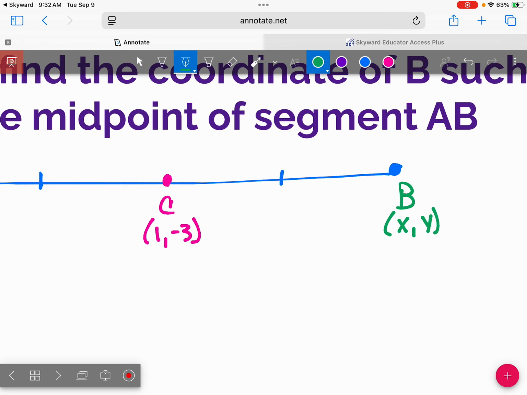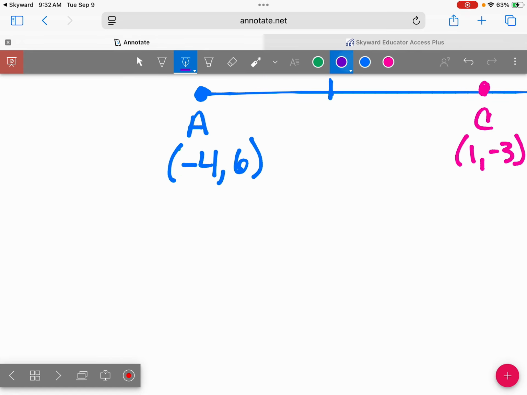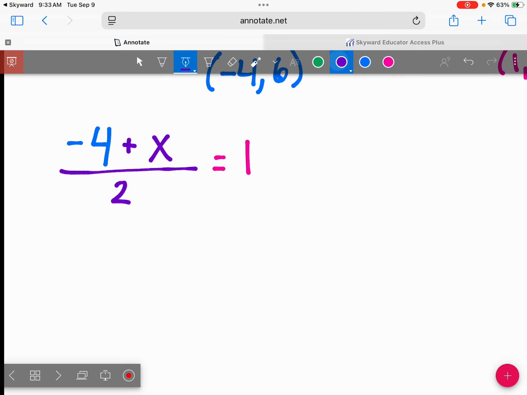If C is the midpoint, I know it is the average of the x's and the average of the y's. So if I have my negative 4 plus x, and I divide it by 2, I should get exactly 1. If I take the x from my A and the x from my B and average them, I should wind up at C. How can I figure out what x is going to be? Multiply both sides by 2. We get negative 4 plus x equals 2.